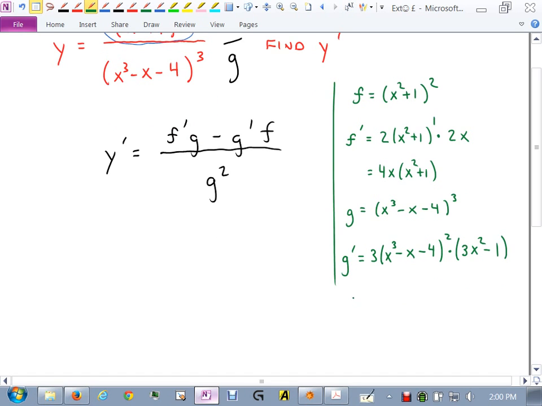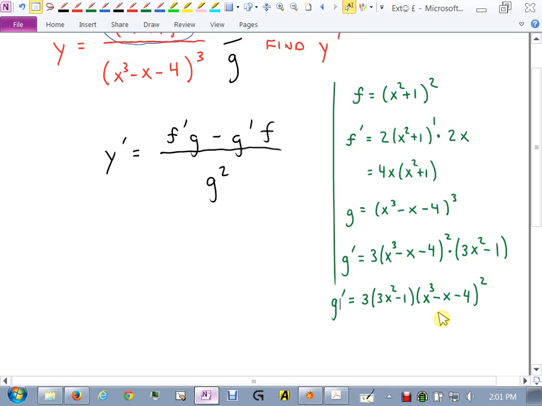So I could write maybe this: 3 times 3x squared minus 1 times x cubed minus x minus 4 squared. That's g prime. Questions, comments, concerns, gripes? You couldn't do this into here until after you squared this, which I don't think any of us feel like squaring that right now, right? So we're just going to leave it like this.